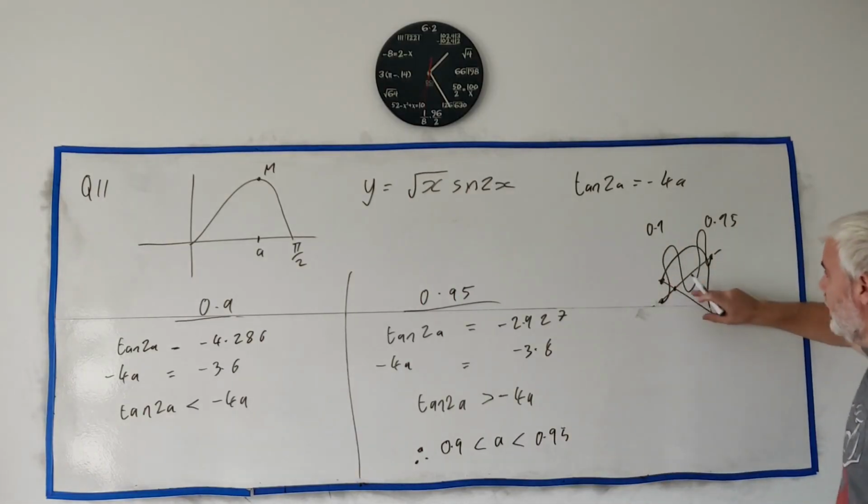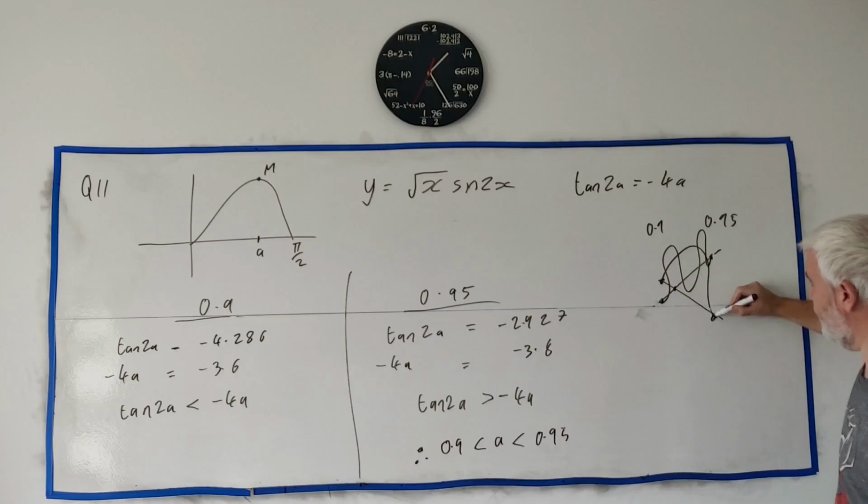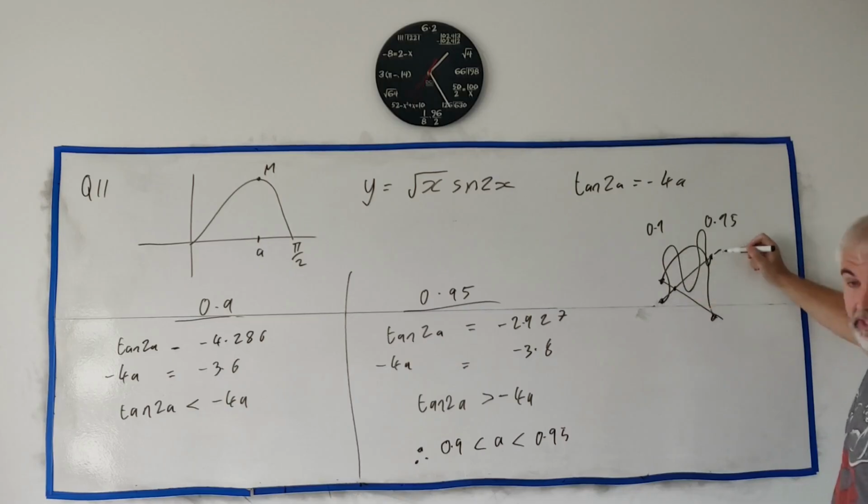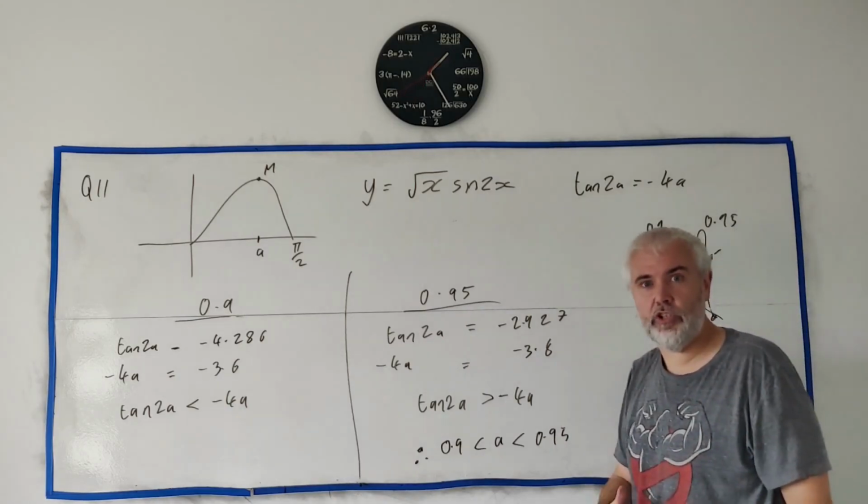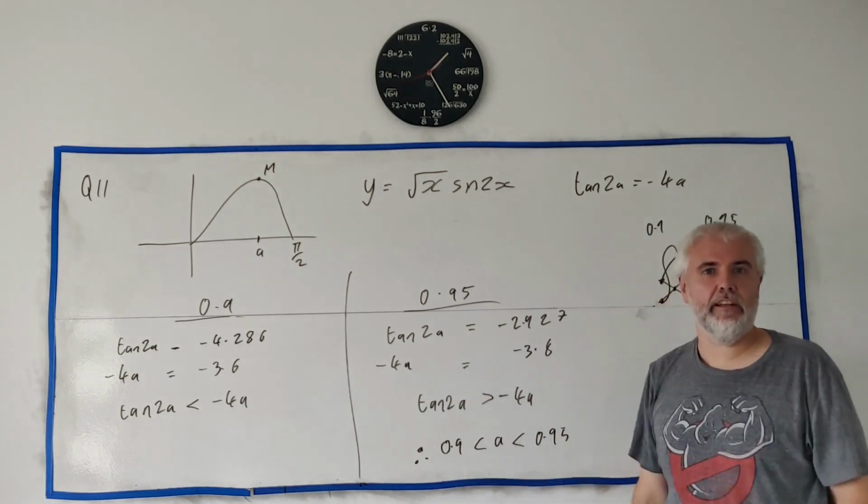There's no other way for this guy to get to here without crossing these two. So there has to be a solution in between. That's all this is saying.